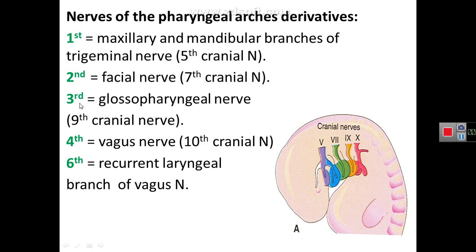Structures derived from the third pharyngeal arch are supplied by the glossopharyngeal nerve, which is the ninth cranial nerve. Structures derived from the fourth pharyngeal arch are supplied by the vagus nerve, which is the 10th cranial nerve, specifically the superior laryngeal branch of the vagus. And the structures derived from the sixth pharyngeal arch are supplied by the recurrent laryngeal branch of the vagus nerve, which is the 10th cranial nerve. Of course, we don't have a fifth arch because the fifth arch, as we said, degenerates in humans.